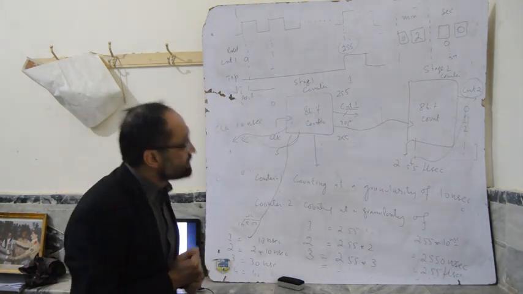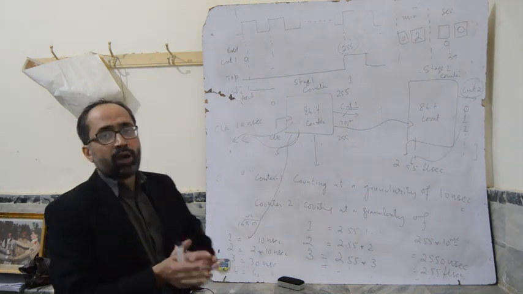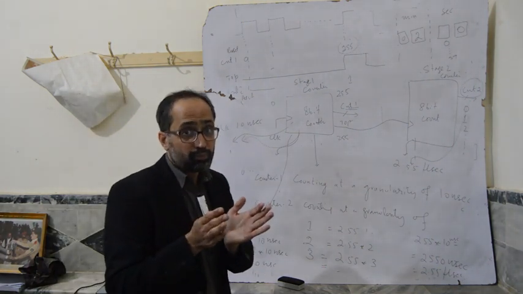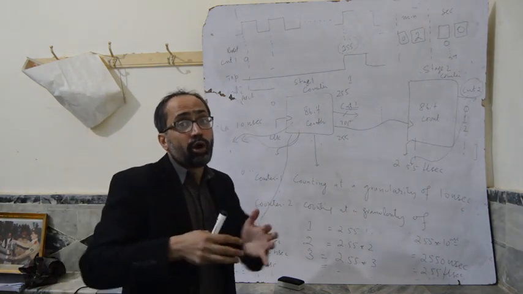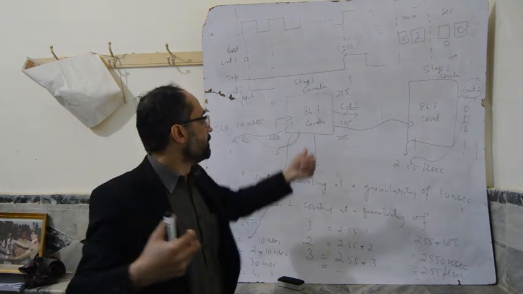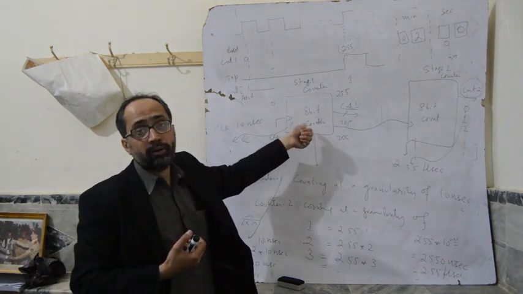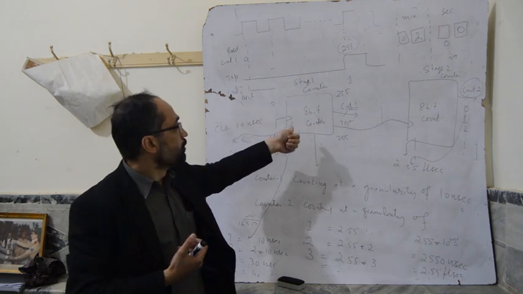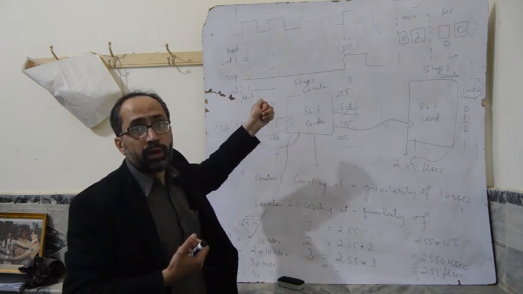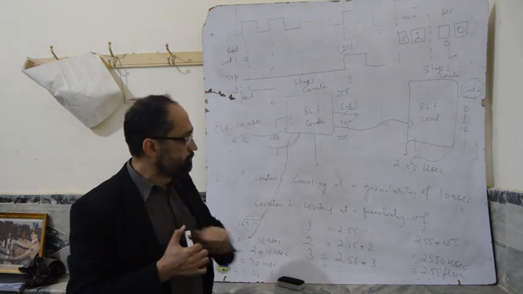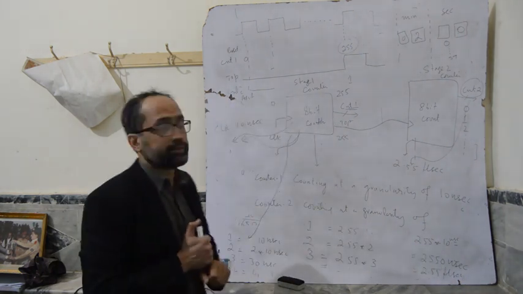So it means that cascaded counters are used when we want to count for a large time interval, because this counter is only capable of counting a maximum of 2.55 microsecond.